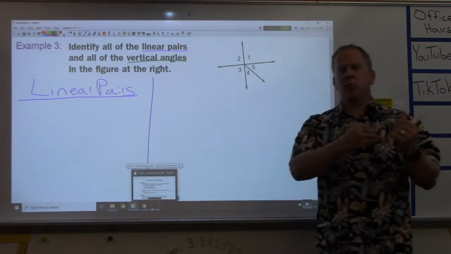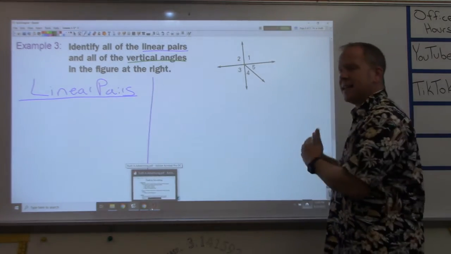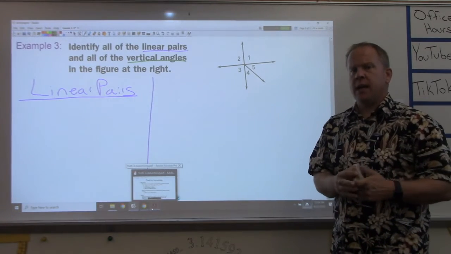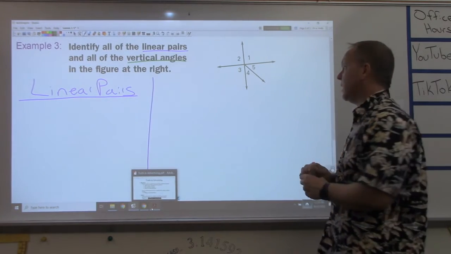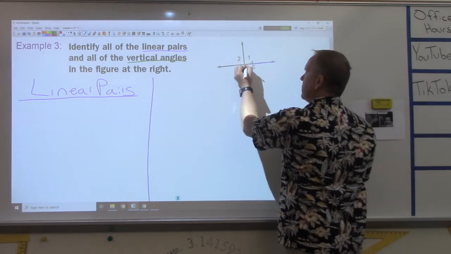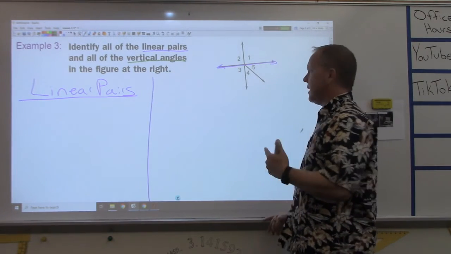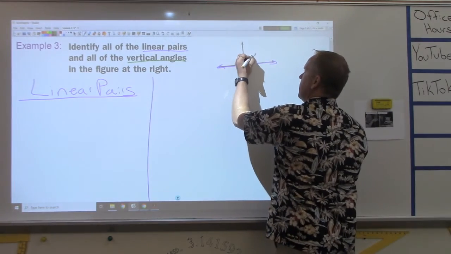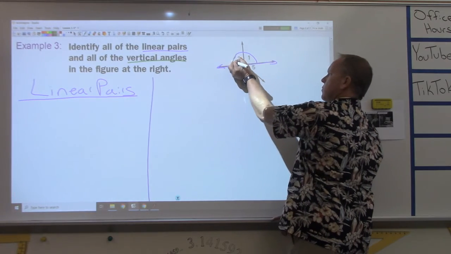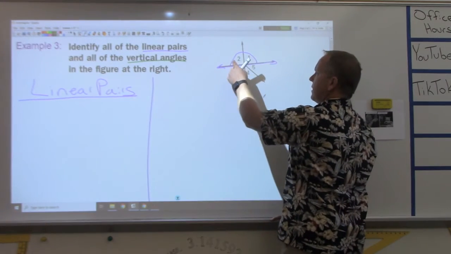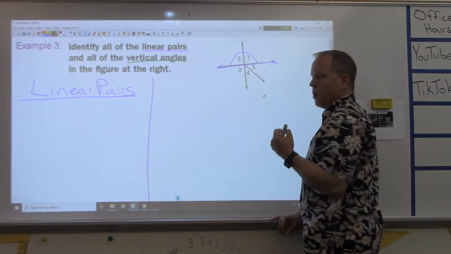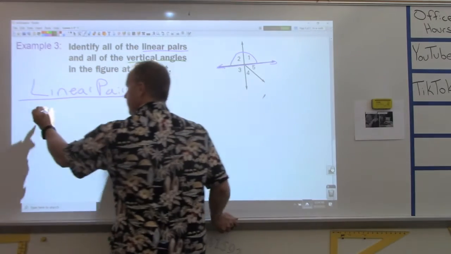Now remember, linear pairs form a straight line. So that's what I'm going to do. I'm going to look at my diagram, find a line, and then see if there's just two angles that make up that line. So here's my first line right here. See this line? Are there in fact two angles that make that line? Well, there's angle 1 and then angle 2. Angle 1 connected to angle 2 make this a straight line. So 1 and 2 are a linear pair.